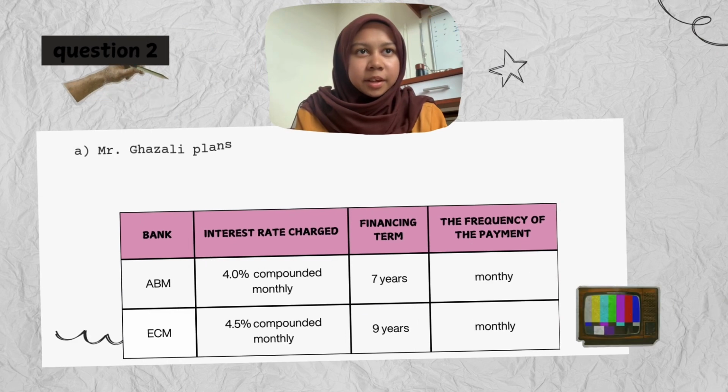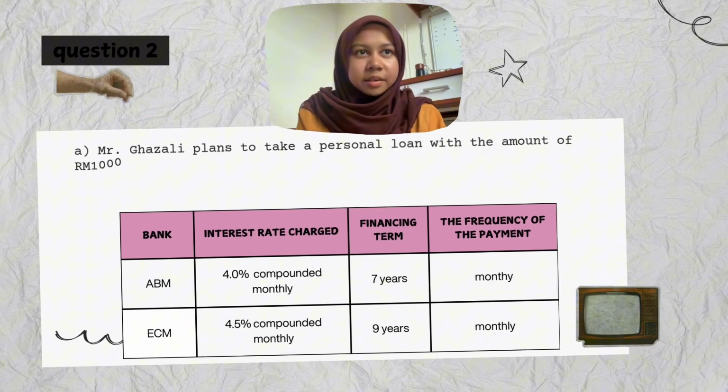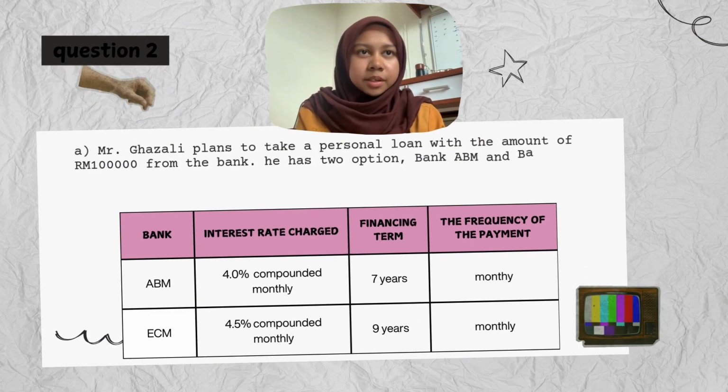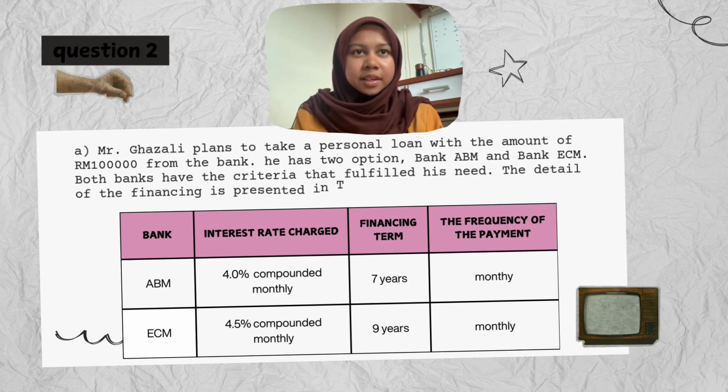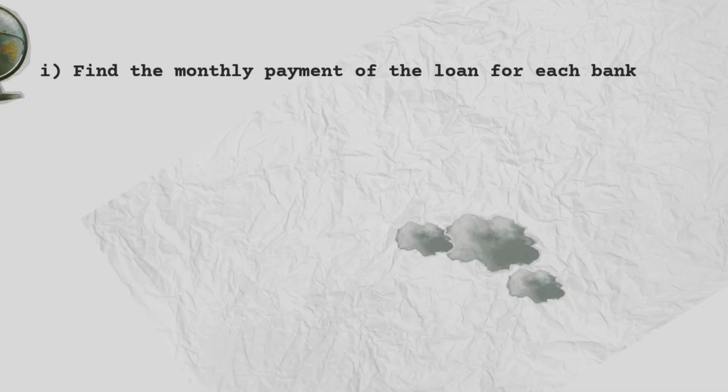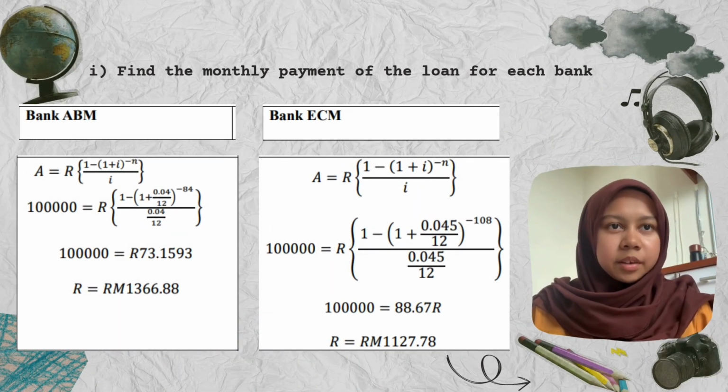Mr. Ghazali plans to take a personal loan with the amount of 100,000 ringgit from the bank. He has two options, Bank ABM and Bank ECM. Both banks have the criteria that fulfill his need. The detail of the financing is presented in Table 1 below. Find the monthly payment of the loan for each bank.